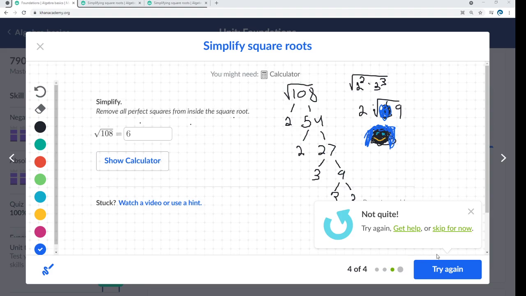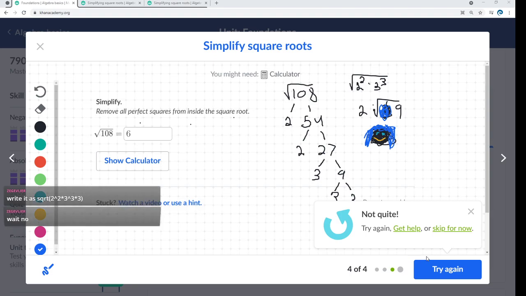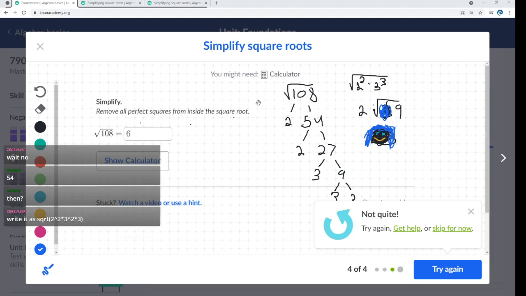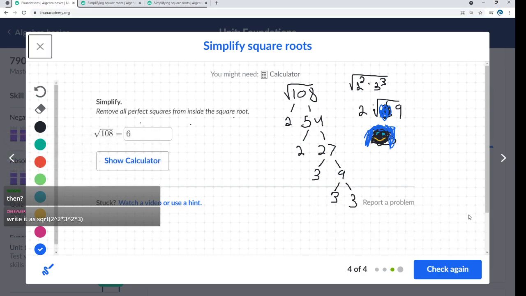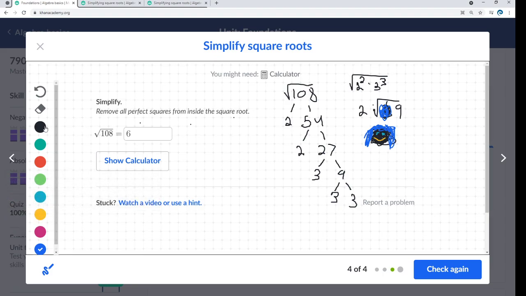Yeah, but 9 is not prime. What divided to... oh, someone is in here as well. Write it as the square root of 2 to the... oh, got it. Got it. Oh, I screwed up. Okay, I misinterpreted. Okay, the chat is on the case here.